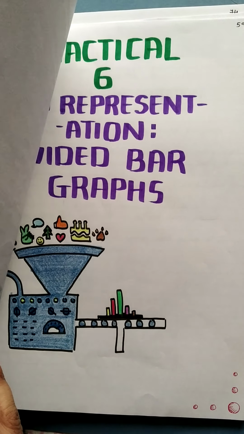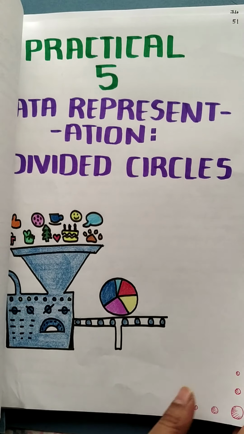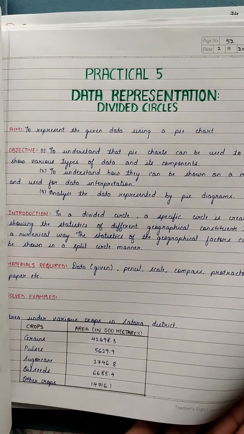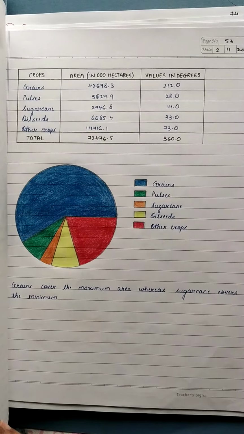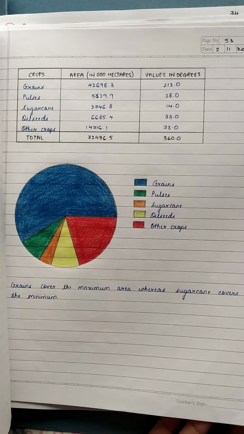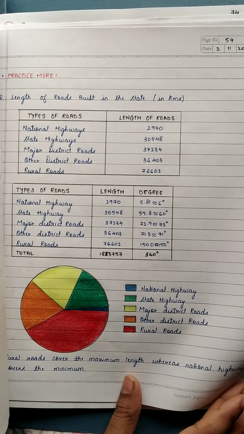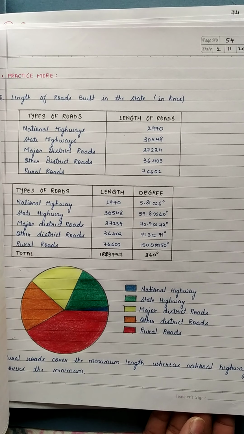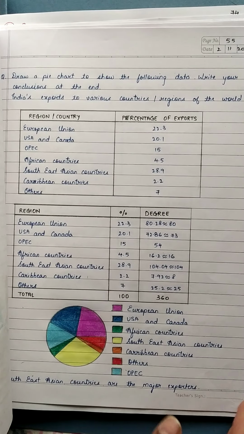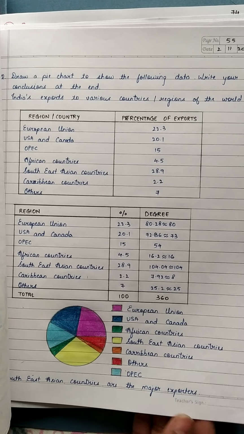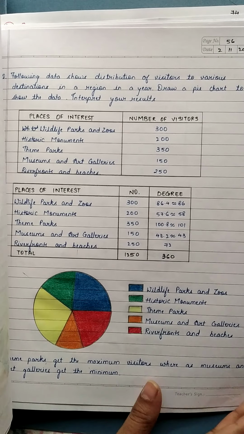So this is all about practical number 5. Once again I'll be showing you. So you'll be writing the aim, objective, material required, introduction. Then this is the sample answer which is given in your book. Then you have to solve the practice more section, and you have to give the conclusion based on each and every question.